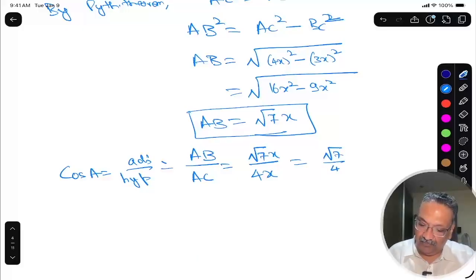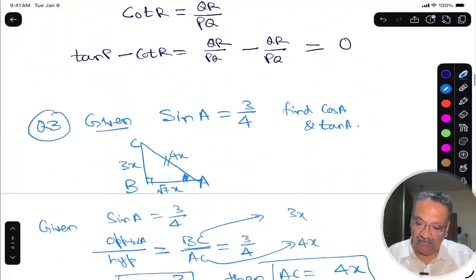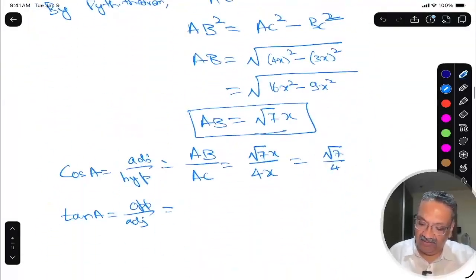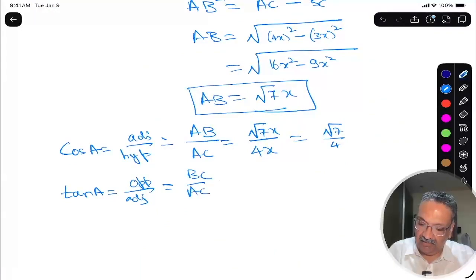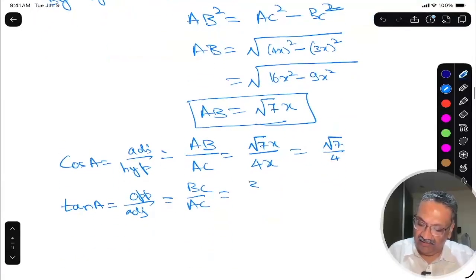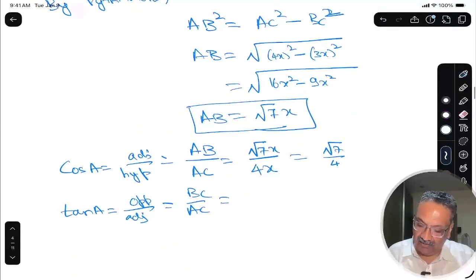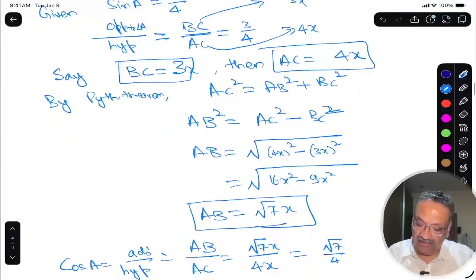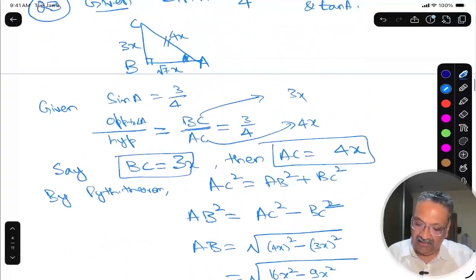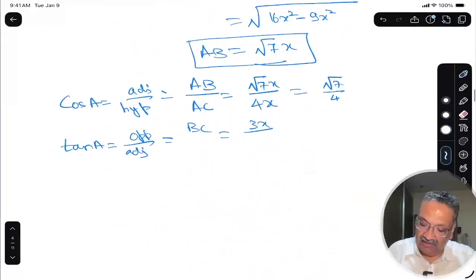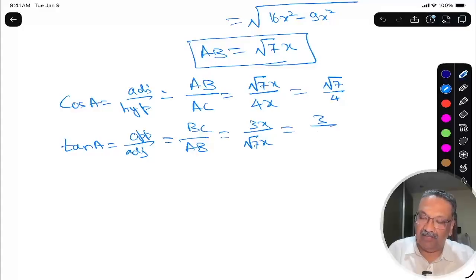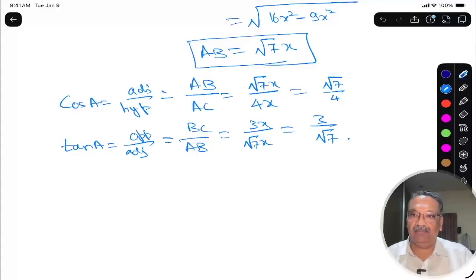Similarly, tan A. Tan A is opposite by adjacent. What is opposite here? Opposite is BC. Sorry. Opposite by adjacent. Opposite is BC, which is 3x, and adjacent is AB. AB is root 7x. X cancels, we get 3 by root 7.